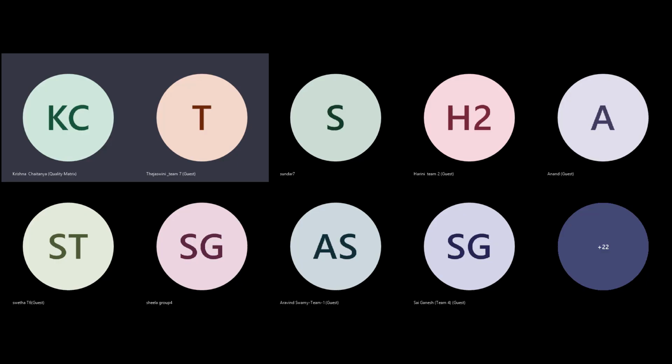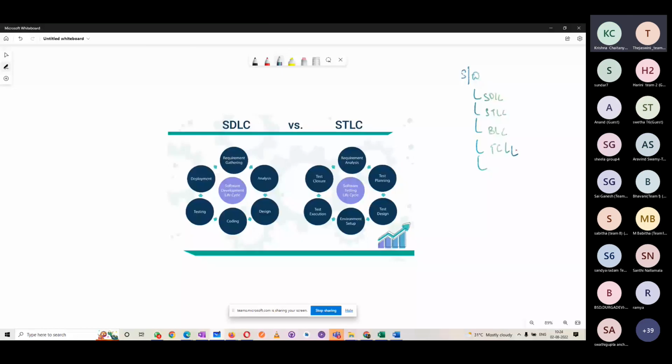DLC, next one is TCLC, next one is ALC. Now let's see what are the different types of life cycles there are. So this is the software development life cycle, and after this particular development life cycle, these four life cycles belong to QA.